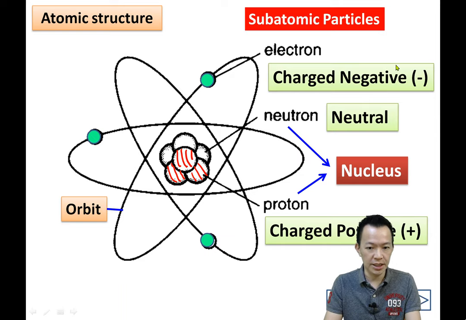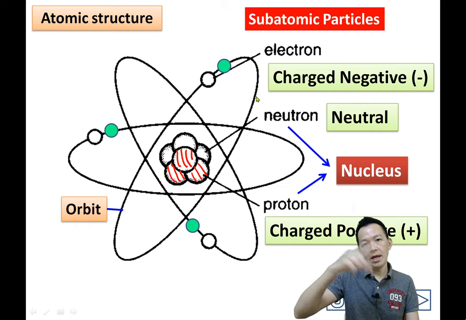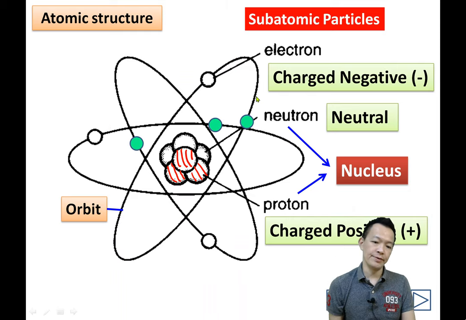它的电是减的。Okay, but electron is actually not in the nucleus. Electron actually surrounds the nucleus. 它永远围绕着它的 nucleus. Okay, by using its own orbit. 它用自己的轨道 surrounding the nucleus. Okay, or if you really can see, the electron should look like this. It has the orbit. 它有自己的轨道 and always surrounds the nucleus.